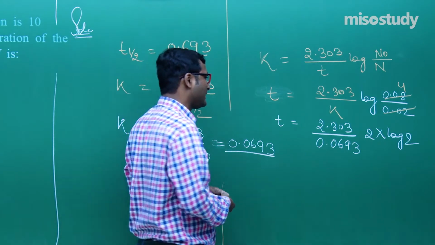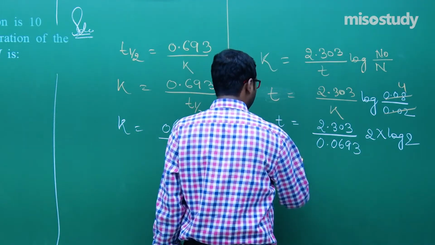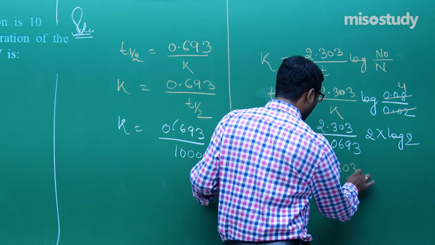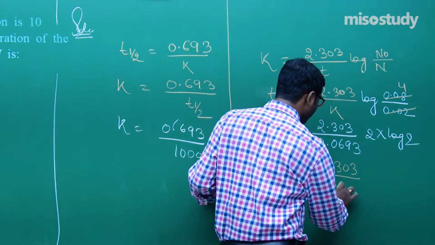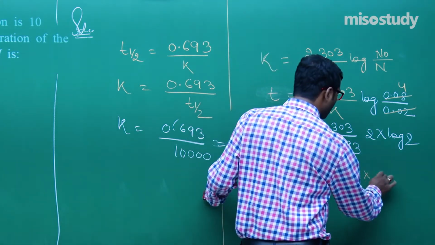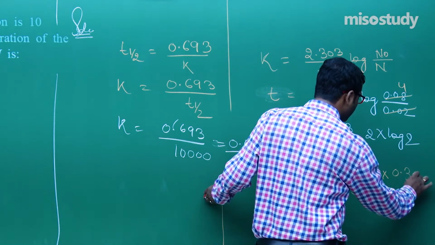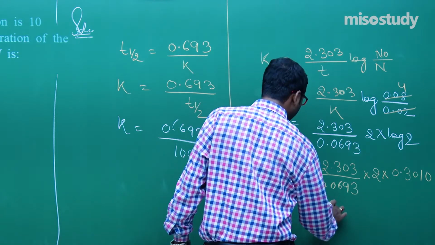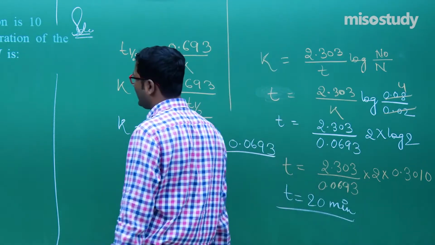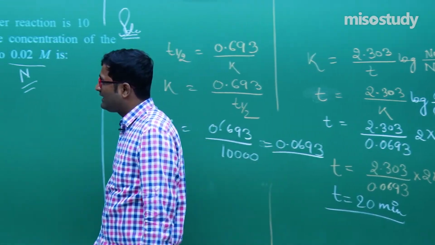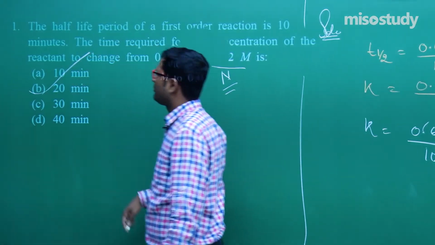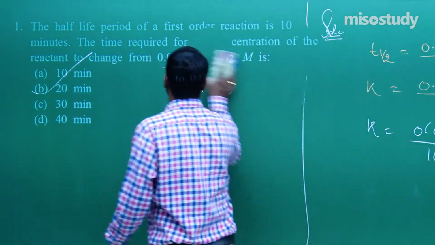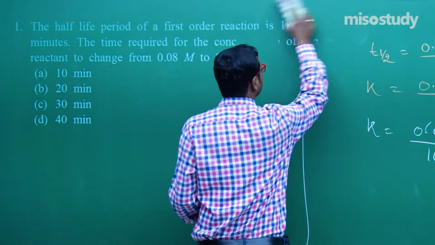Clear? Now check it out. What will happen? It can be written like this, 2.303 upon 0.0693 into 2 log 2, 0.3010. Now what will happen? It will give you a value T is equal to 20 minutes. So for this question, sir, it's very simple. B is the correct option. T is equal to 20 minutes. Now I'm going to rub this part and let's move to the next question.